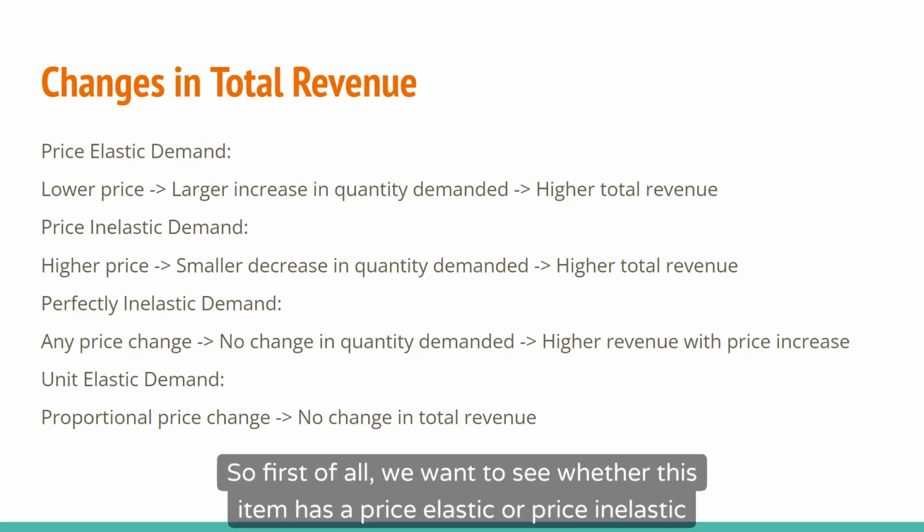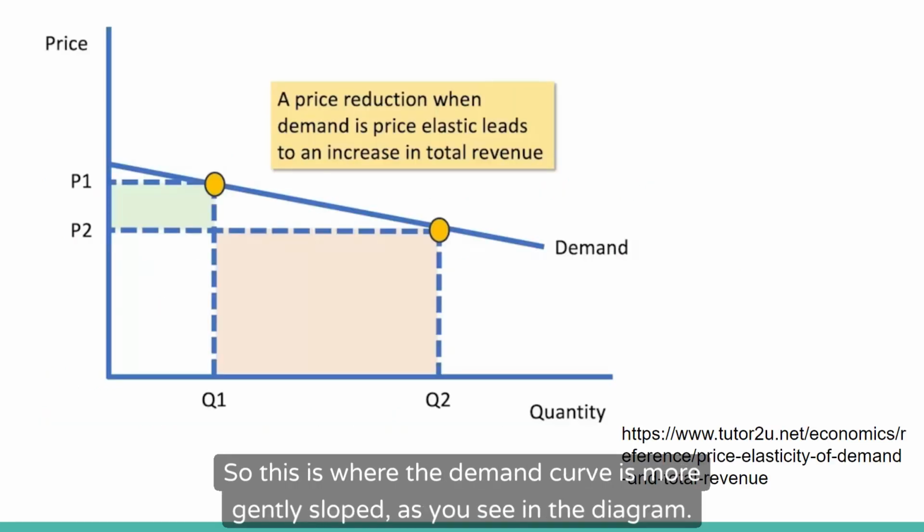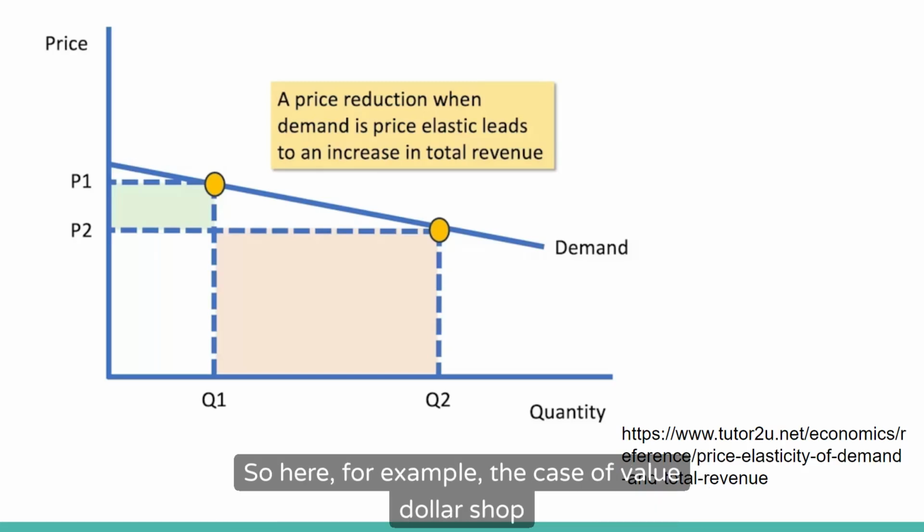So first of all, we want to see whether this item has a price elastic or price inelastic demand. So suppose now we have the case of a price elastic demand. So this is where the demand curve is more gently sloped, right, as you see in the diagram. So here, for example, the case of Value Dollar Shop, right?